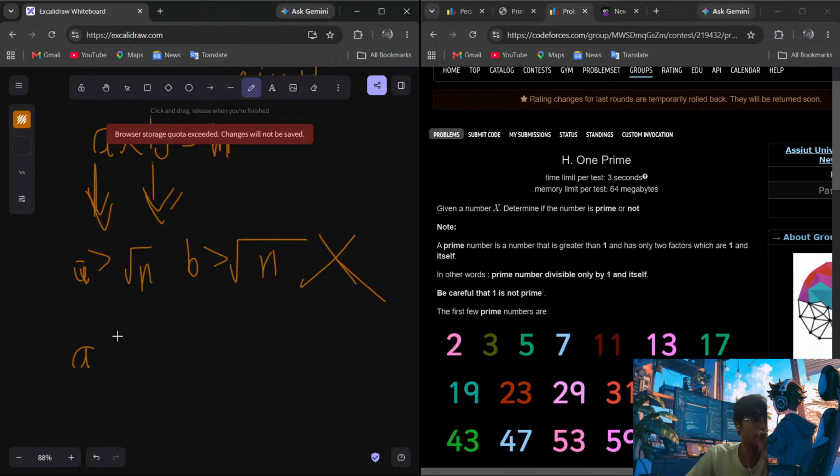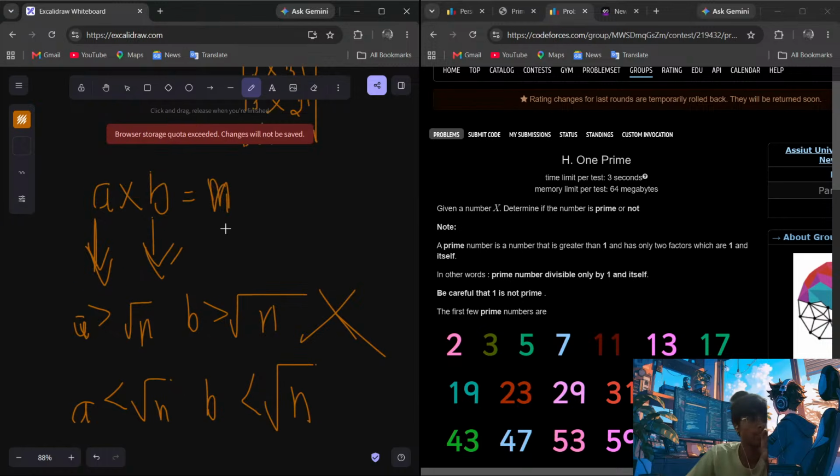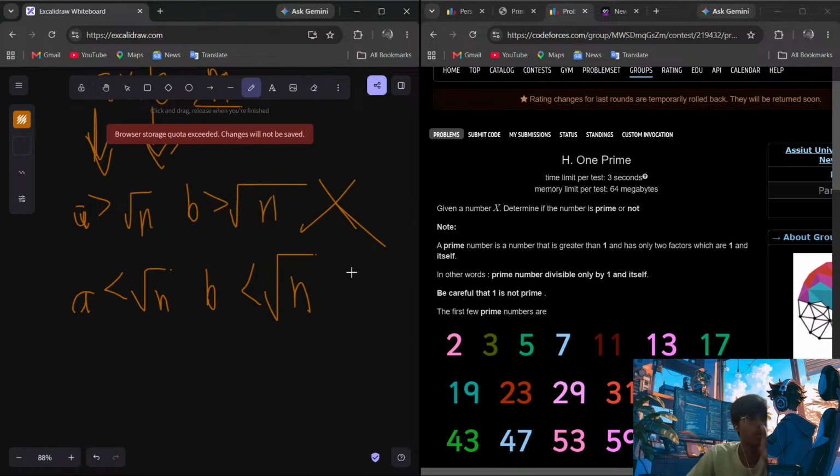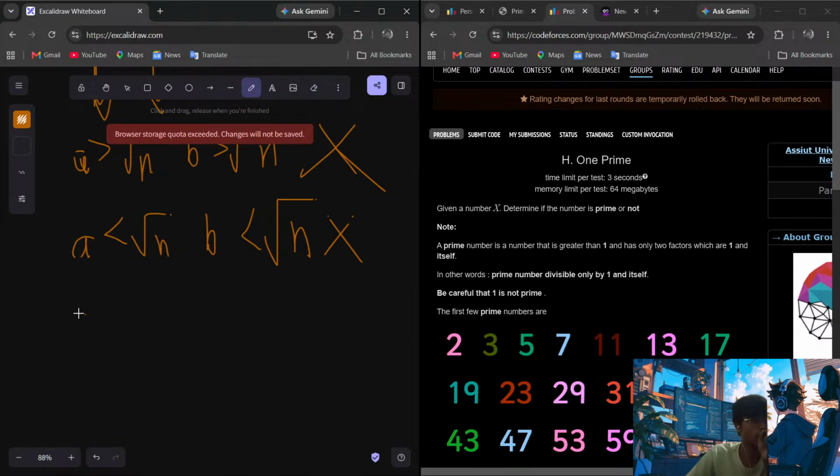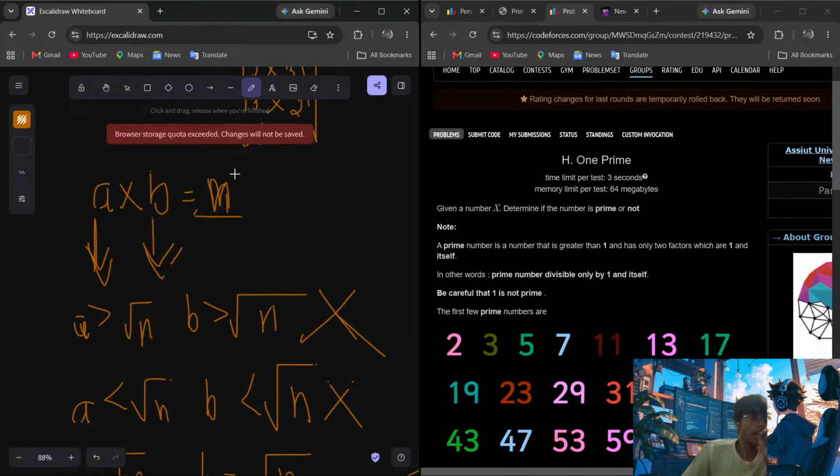Now let's take both less than root n. Then we never reach n, so this possibility is not true either. Now we check if a equals root n and b equals root n, then we get the value equal to n.